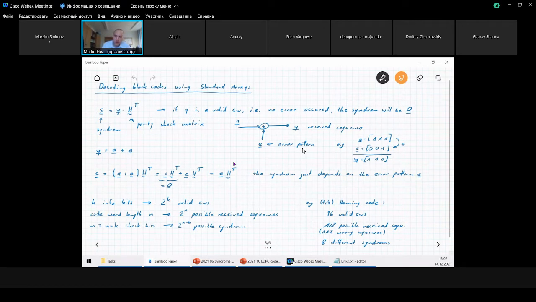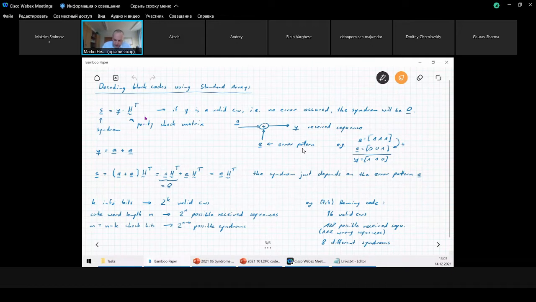So we thought about a simpler method for how we can actually implement the decoding. And this is the so-called syndrome decoding using standard arrays, or sometimes also called cosets.